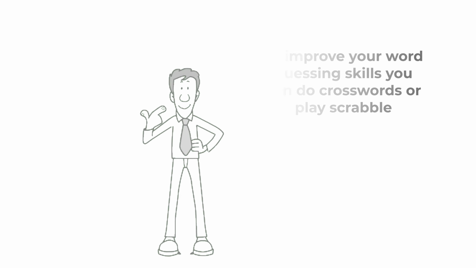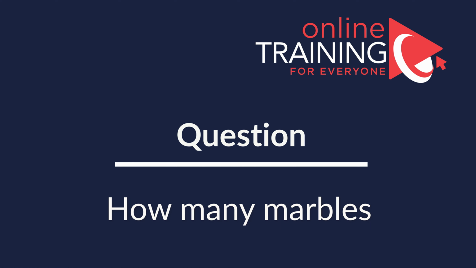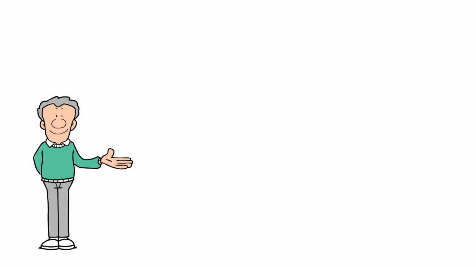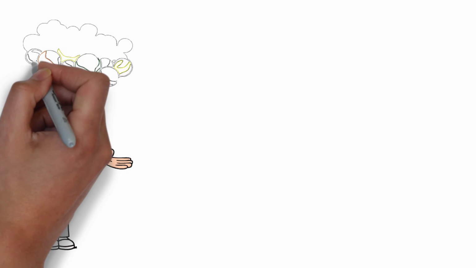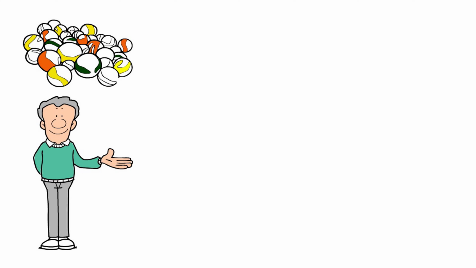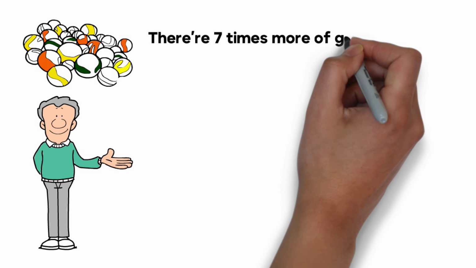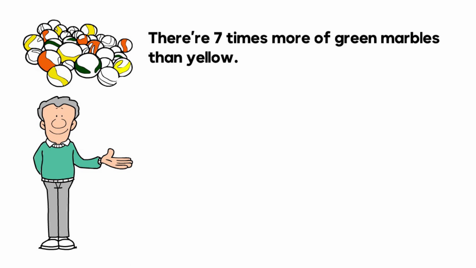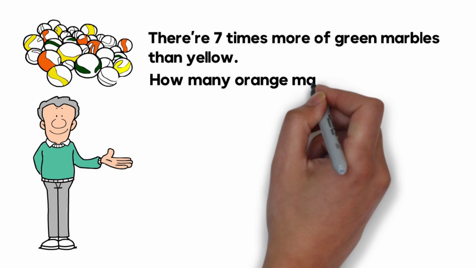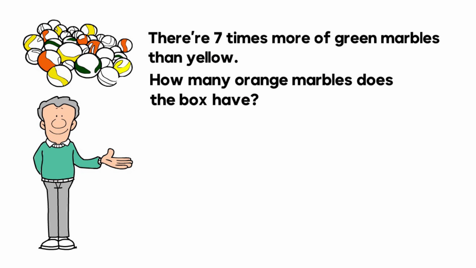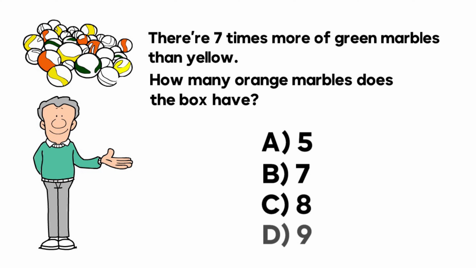Here's the cool problem, which is easy to understand, but might be a little tricky to solve. The box has 15 marbles of green, yellow, and orange colors. There are 7 times more of green marbles than yellow. How many orange marbles does the box have? You have 4 different choices. Choice A, 5, choice B, 7, choice C, 8, and choice D, 9.